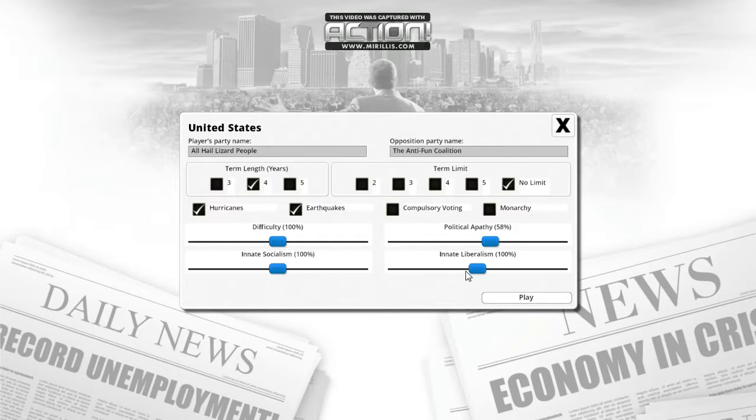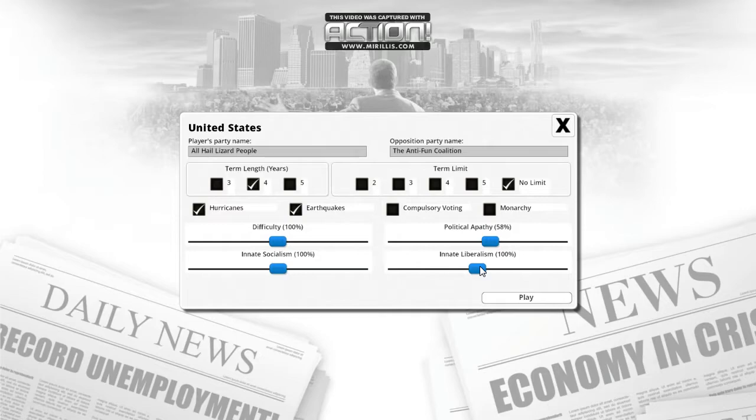Innate socialism and innate liberalism, I actually think these sliders are massively misleading the way they're labeled, because what it actually means is that there's a spectrum of socialism up here and capitalism up there, and so 100% is in the middle, but it makes you think it's 100% socialist, which is not what it means. It means that it's in the middle between socialism and capitalism. Same thing with liberalism. It's the middle in between conservatism and liberalism.